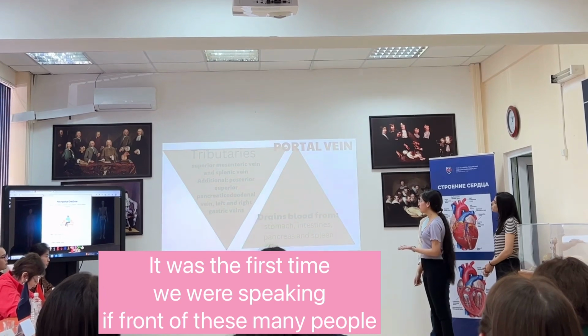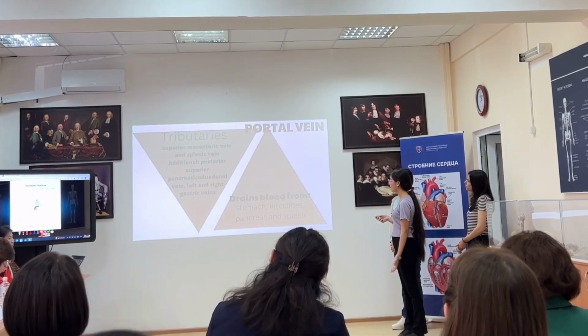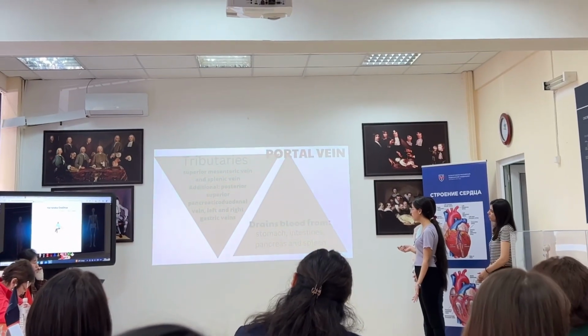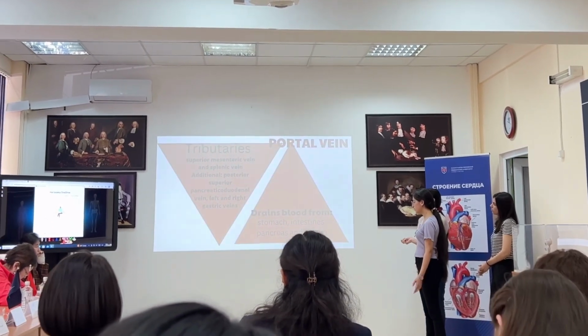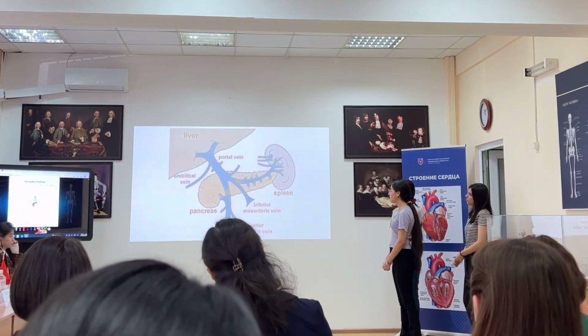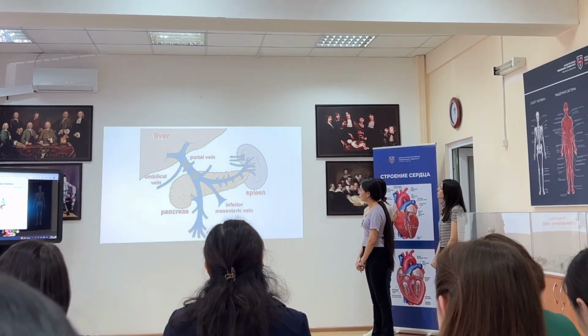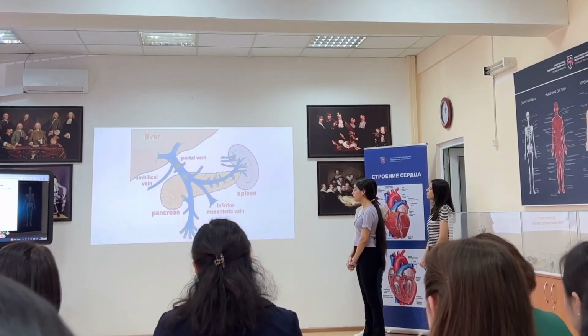So there are tributaries of the portal veins, which are the superior mesenteric and the splenic vein. These are the main tributaries, and they drain blood from the stomach, intestine, pancreas. So this is the diagram of the portal veins. So they take blood from the pancreas, and they supply the blood to the liver.